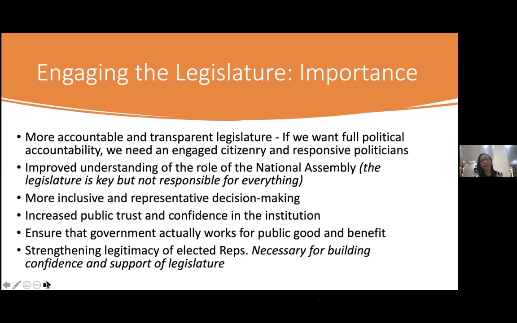Then I think for some, they will wonder why engage the legislature? Why is it important really to participate or to engage the legislature? And really, the reasons are many, but just to outline a few, citizen engagement of the legislature leads to more accountability and transparency. If we want full political accountability, electoral accountability, we need an engaged citizenry and we need responsive politicians, and we can only do that if we engage them.